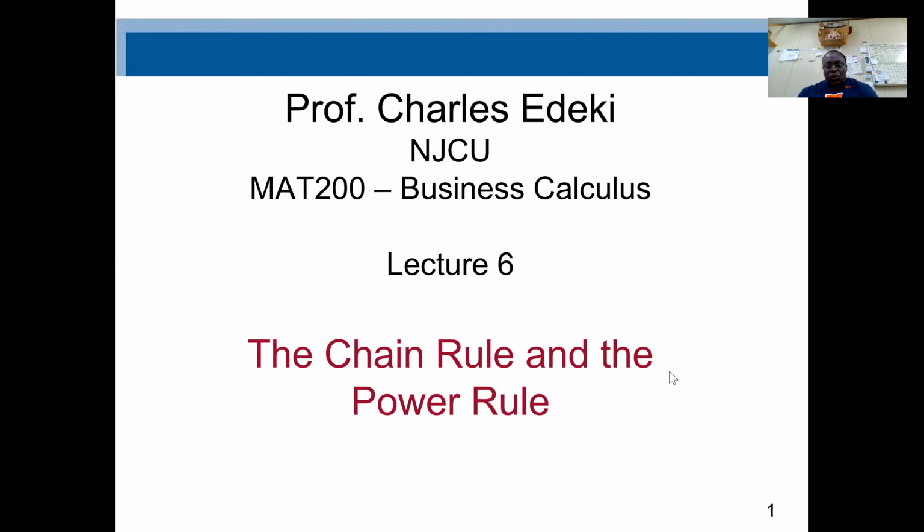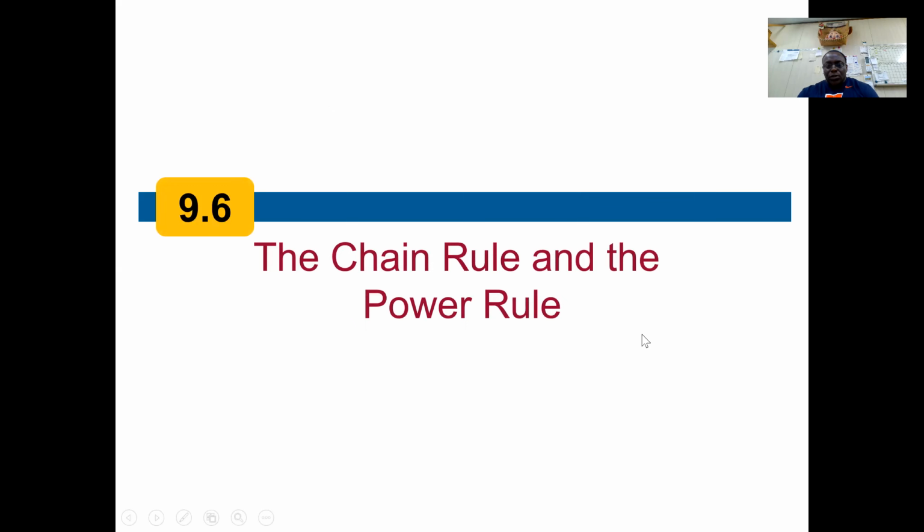In lecture number 6, we're going to learn about the chain rule and also the power rule. So our main objective is the chain rule and the power rule. We're almost done with derivatives. We've started with the power rule, constant rule, sum and difference rules, product rule, and quotient rule. So now we start with the chain rule that goes with the power rule.